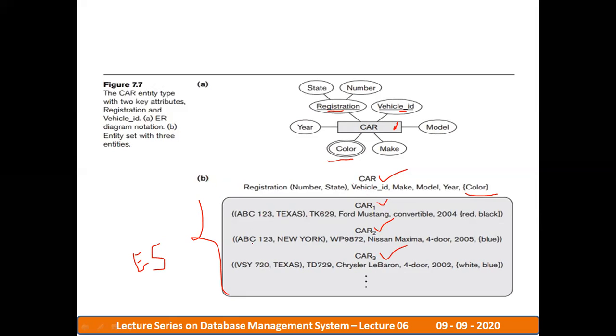So here it means we are inserting one row into the car table. The registration number is ABC 123 Texas. The vehicle ID is TK629, whereas the make is Ford Mustang. The model is a convertible, the year of the car is 2004, and the color is red, black.